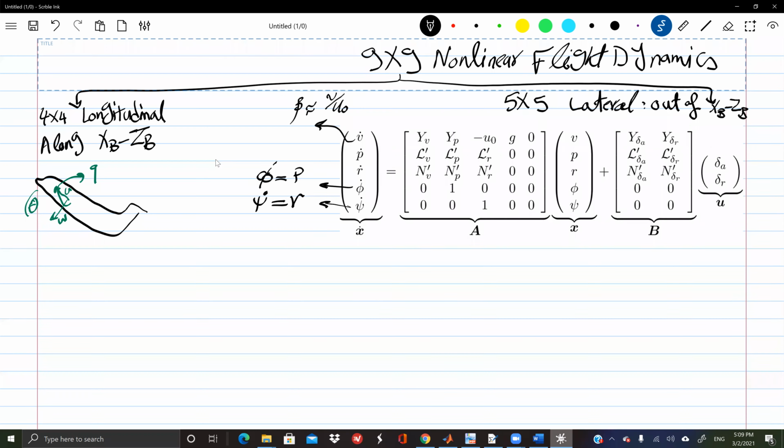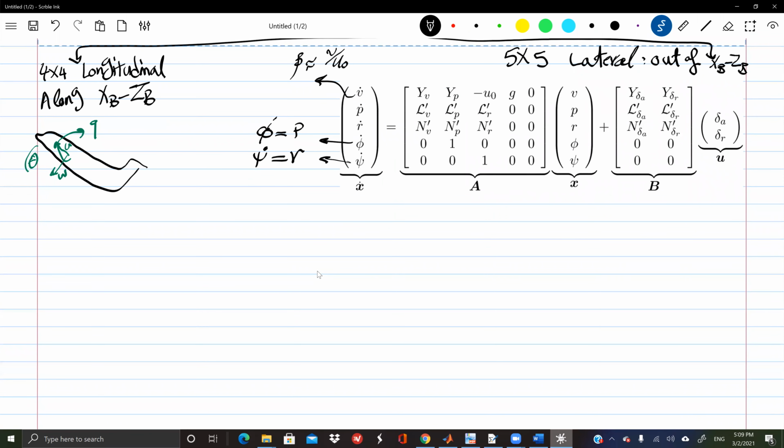In order to play with this system, I need to get the A and B matrices as numbers, and let's look at what we have in the A and B matrices. The A matrix is full of these stability derivatives, and we have seen these before. We derived expression for LP in the lecture, and you guys did in the homework for NP, also in the lecture for NR. But what are these dashes? So we have seen LP, but not LP dash. So let's just take a minute here to define these dashes.